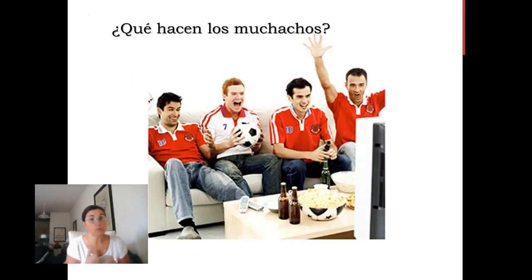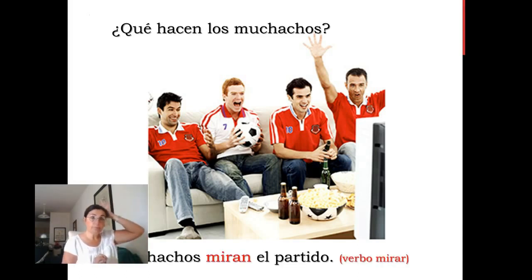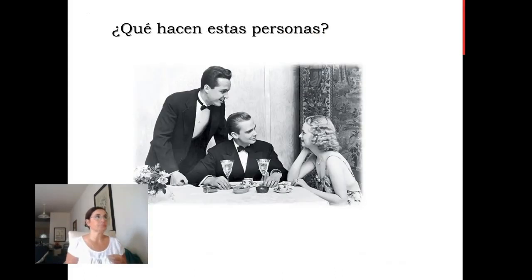In this case, ¿qué hacen los muchachos? We're going to talk about an action that all these guys are doing. So, los muchachos miran el partido. The name of the action that the guys are doing is mirar. Now we put together the name of the action with a subject. So the name of the action will change a little bit. So we have los muchachos miran el partido.